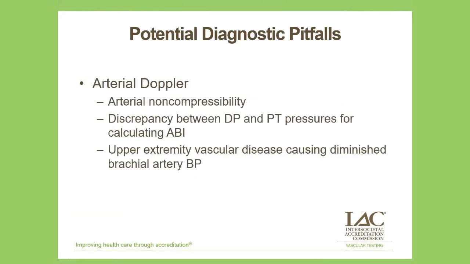In the setting of lower extremity arterial Doppler testing, our example previous of arterial non-compressibility illustrated the problems with calculating ankle brachial index in these cases. Additionally, discrepancy in the calculation of ankle brachial index can occur when there is infrapopliteal disease, such that the use of either the dorsalis pedis artery pressure or the posterior tibial artery pressure might result in differing ABIs. Additionally, upper extremity vascular disease causing diminished brachial artery blood pressure may affect our calculation of ankle brachial index.